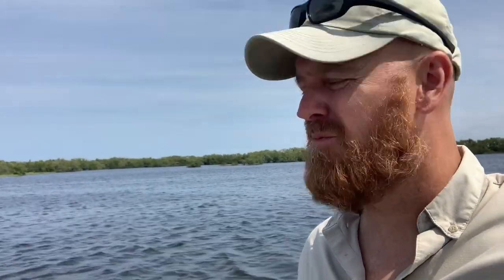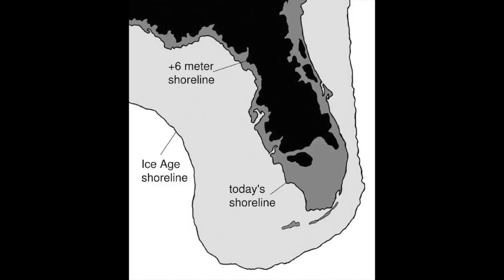So the first thing you have to understand about our coastline is that it's not always been where it is presently. And about 10,000 years ago, we were just coming out of an ice age. And our coastline was about 60 miles offshore. The Florida landmass was twice as large as what it is presently today.